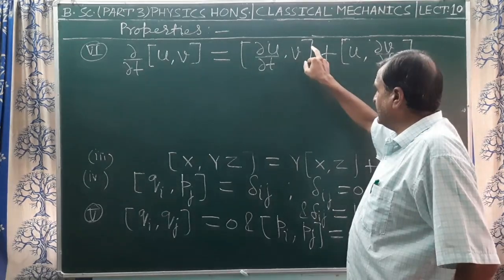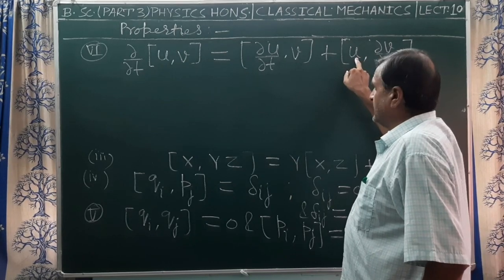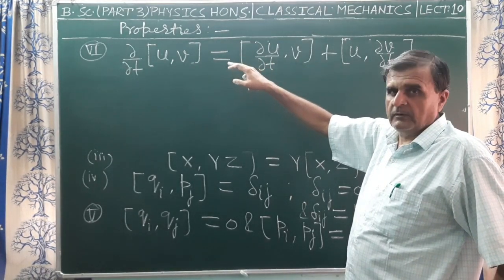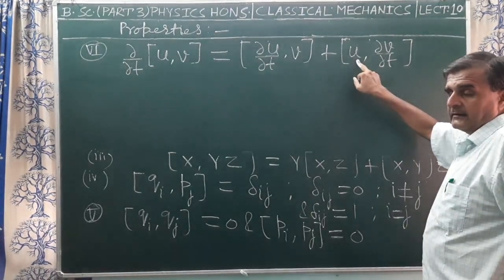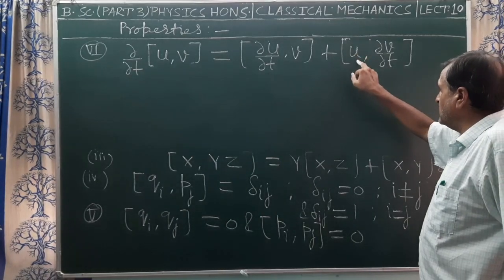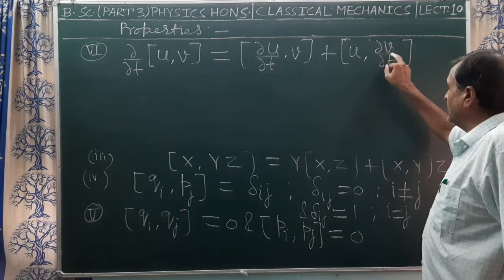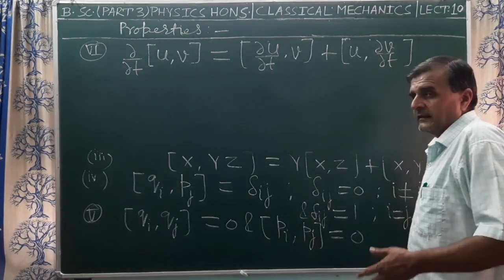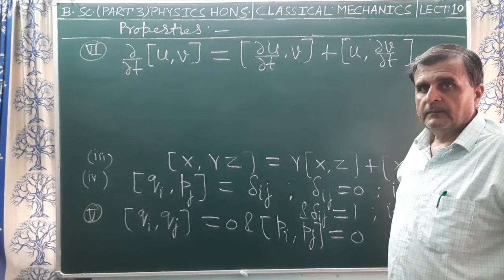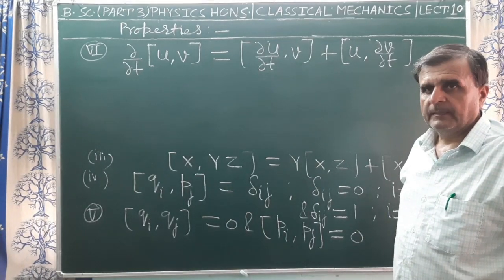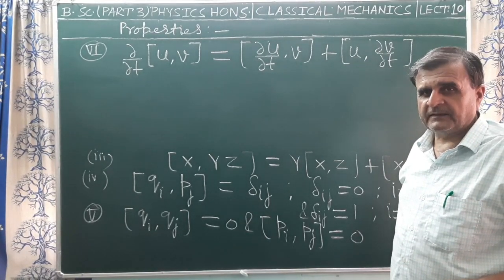bracket closed, square bracket closed, plus under square bracket u, that is the first variable, taking the first variable u in the second square bracket as constant, so under square bracket u comma del v upon del t, that is the time derivative of the second variable, del v upon del t. And this is the sixth property of Poisson brackets.